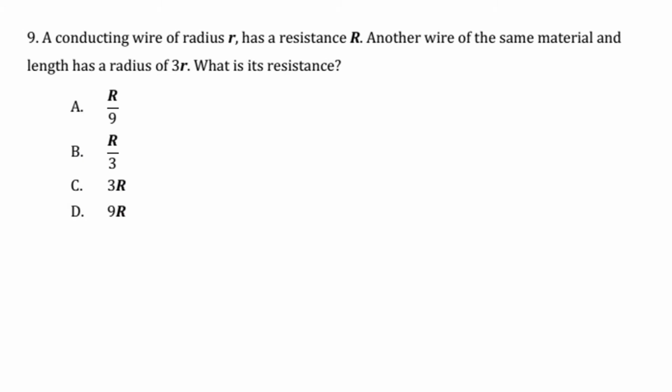A conducting wire of radius r has a resistance R, while another wire of the same material and length has a radius 3r. What is its resistance? So recall that resistance is equal to resistivity times L over area, and area is equal to pi r squared. So we have resistance R equals resistivity times L over pi r squared. It says here, if the radius is equal to r, then the resistance is equal to capital R.